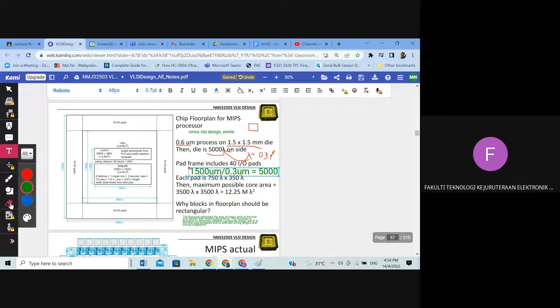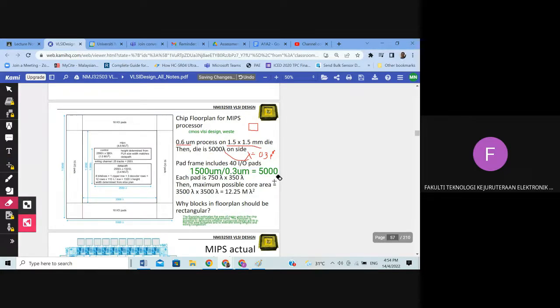So the 5,000 lambda is one side. We can see here the other side is also 5,000 lambda, because it's 1.5 by 1.5. Now you get the dimension of the die that you plan to design your chip on. That's the estimation based on the floor planning process.